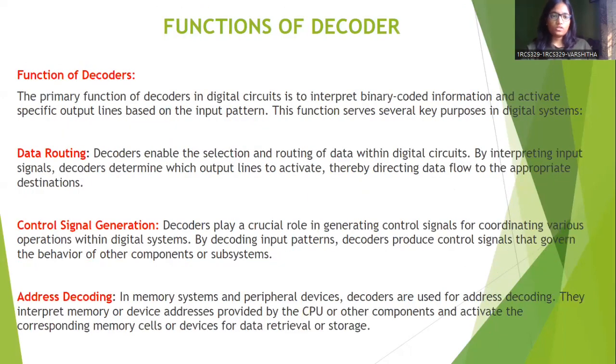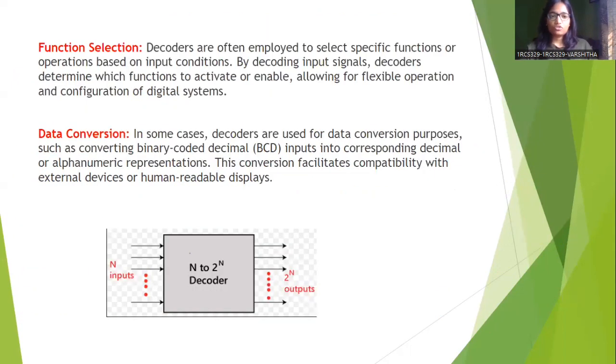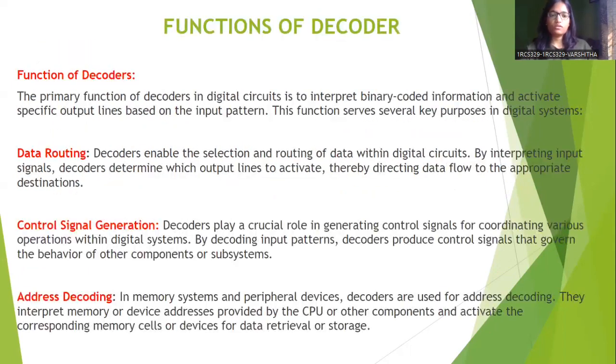Functionality of decoders. The primary function of the decoder is to take the binary coded information and activate a specific output line based on the input pattern. There are many functions of decoders such as data routing, control signal generation, address decoding, function selection, data conversion. Here, data routing enables the selection and routing of data within the digital circuit.